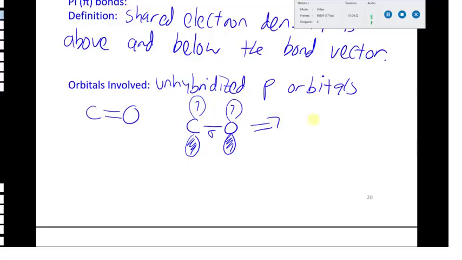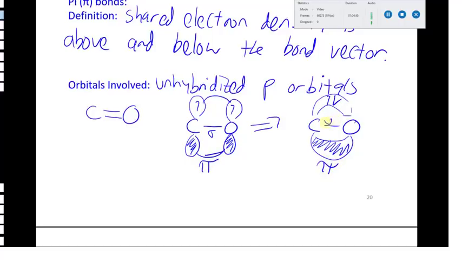And they're going to form a pi bond where you have, a little bit hard to draw, shared electron density sort of above and below the plane where these p orbitals overlap. All right, so you get this overlap above and below, and that makes your pi bond. All right, the sigma bond being along the direction of the bond, the pi bond being above and below.